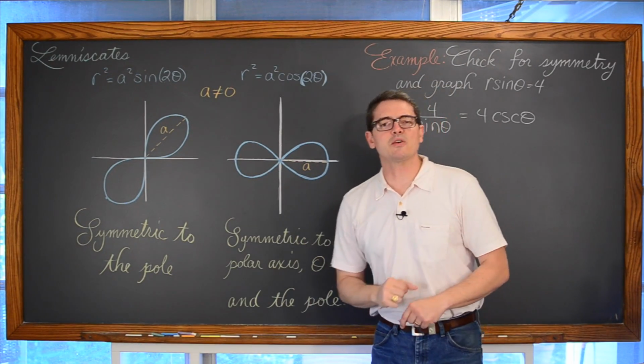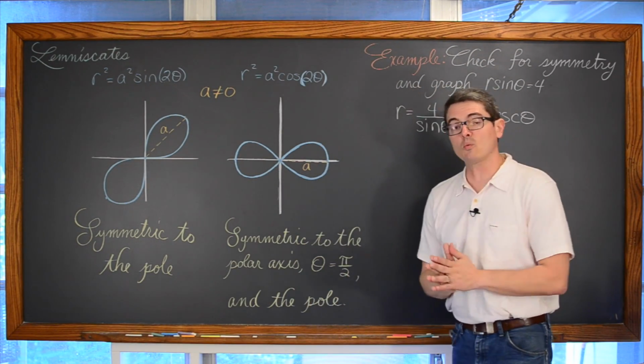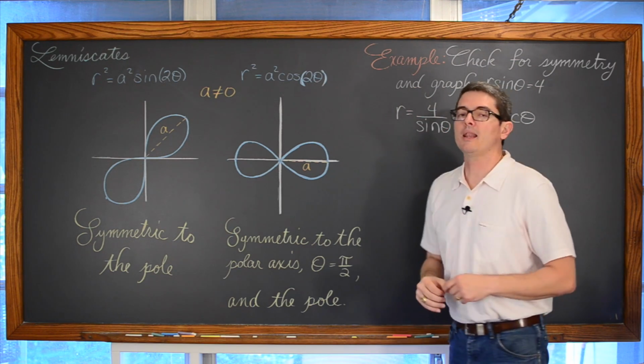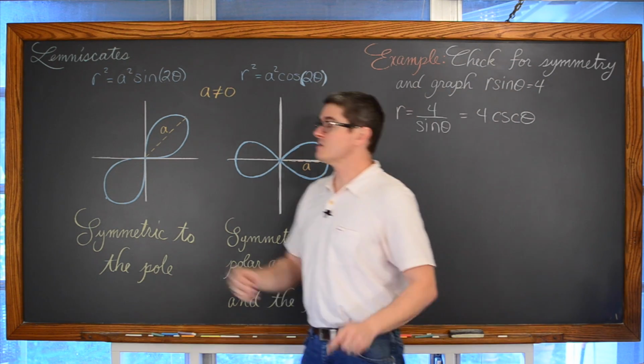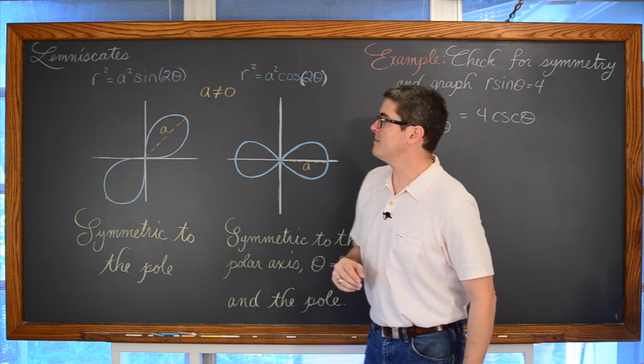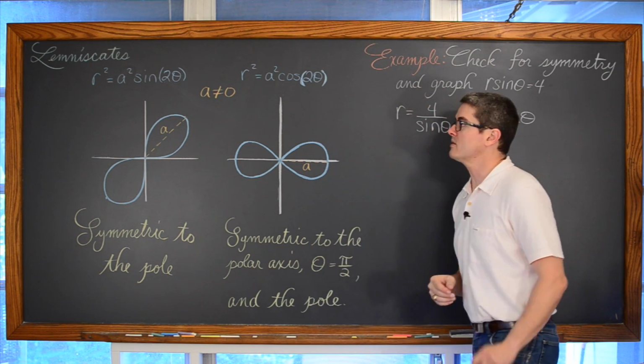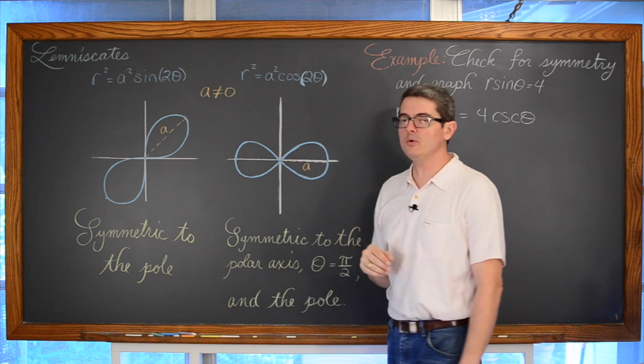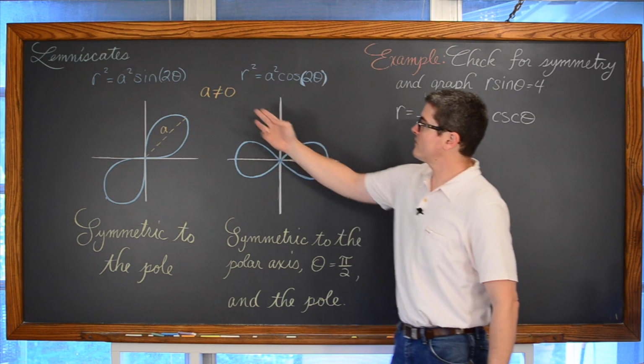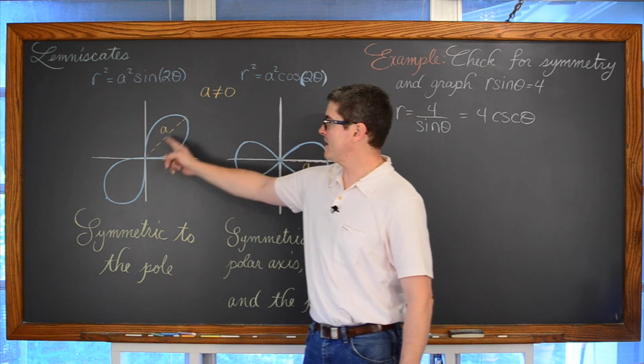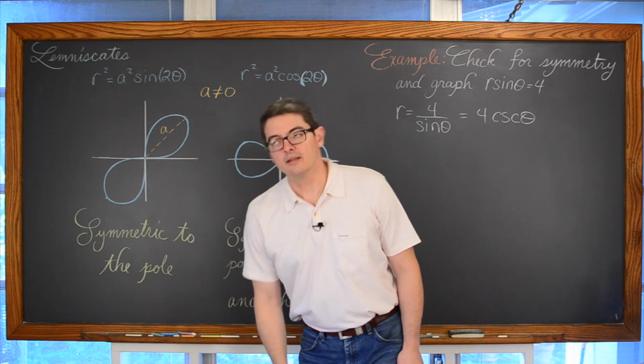And the last special type of graph in these polar graphs that we're going to be taking a look at is something called the lemniscate. They're going to be in the forms of r squared is equal to a squared times the sine of 2 theta, and r squared is equal to a squared times the cosine of 2 theta, where a, of course, is not equal to 0 because then our petals, well, they would have no length.